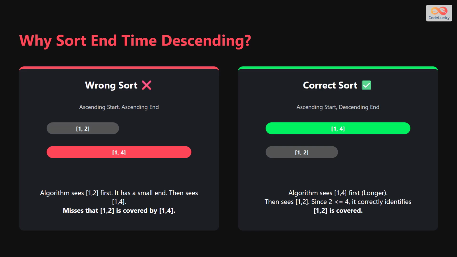There is a crucial edge case in sorting. What if two intervals start at the exact same point? In this case, we must sort them by their end time in descending order. This ensures that the longer interval comes first. If we put the shorter one first, we might mistakenly think the longer one covers the shorter one later, but our logic relies on processing the potential parent first.